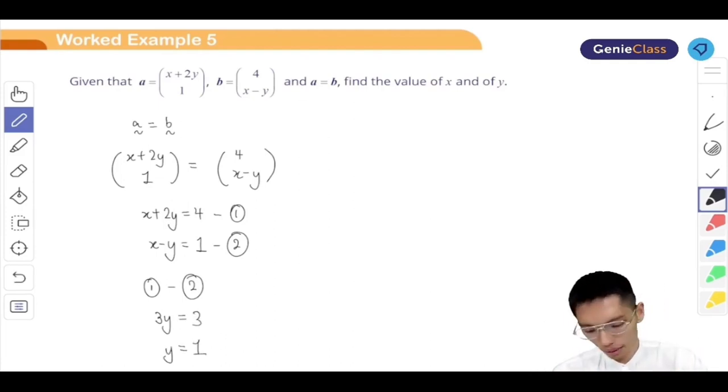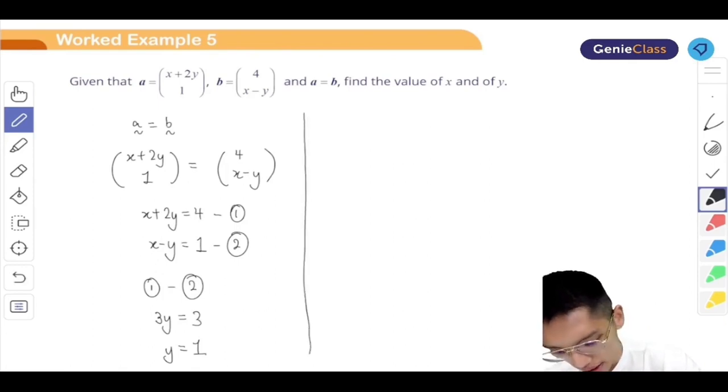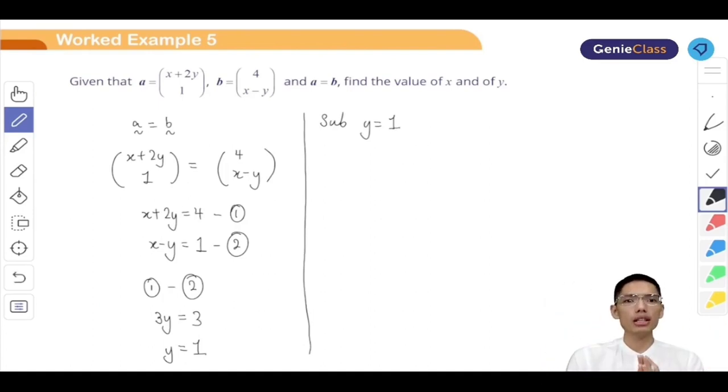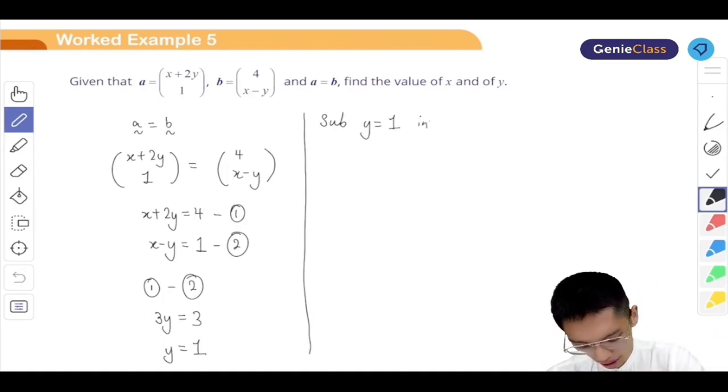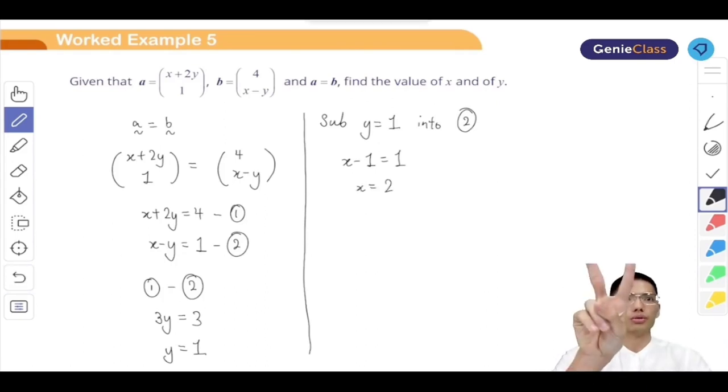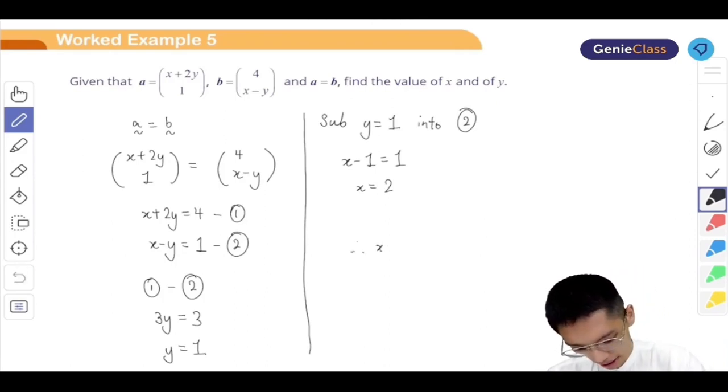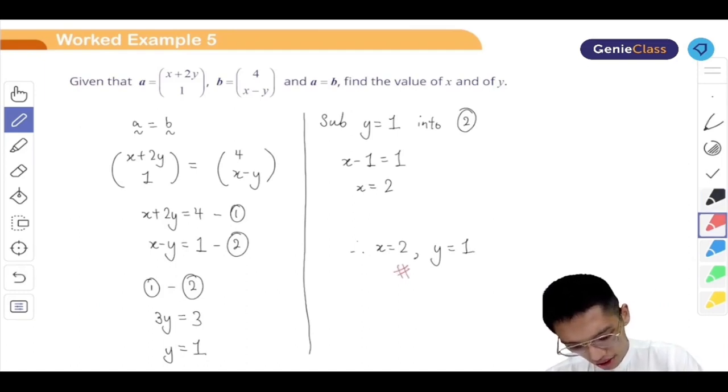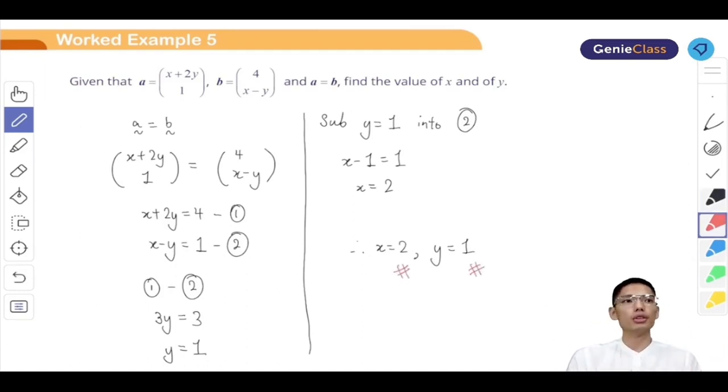Alright, and following up from there, that's where you have the substitution. So I can sub y equals 1. In this case, you choose whichever equation you want, 1 or 2. But in this case, I'll sub it into 2 because there's no multiplication involved. Easier for me. So I have x minus 1 is equal to 1. x is equal to 2. So that's where I find the value of x is equal to 2, y is equal to 1. Alright, so in this case, it's just equal vectors and making use of simultaneous equations. Over here, I use elimination, but you can see that there is more than one way to do so.